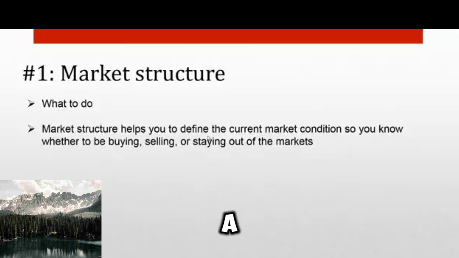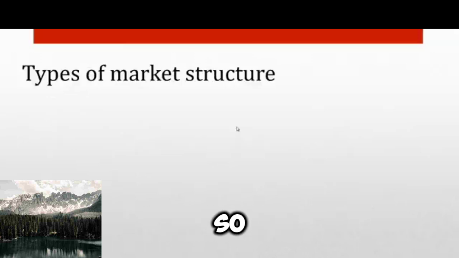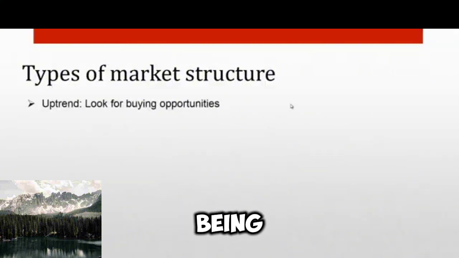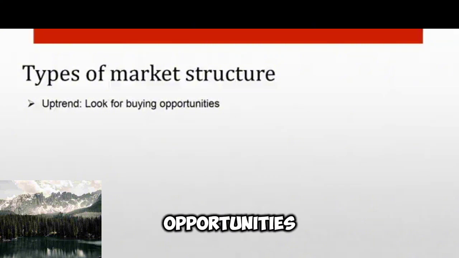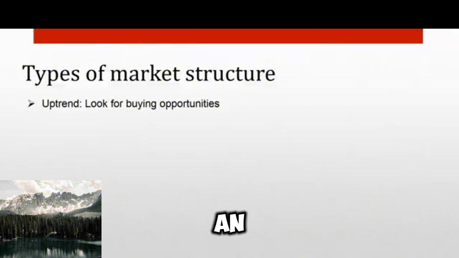So let's dive a little bit deeper into market structure. There are different types of market structure, but for this video, I will share with you 3 broad categories. Number 1 being an uptrend. If you know a market is in an uptrend, not necessarily stock, can be currency pairs, etc., you want to look for buying opportunities. So let me explain to you what an uptrend is.